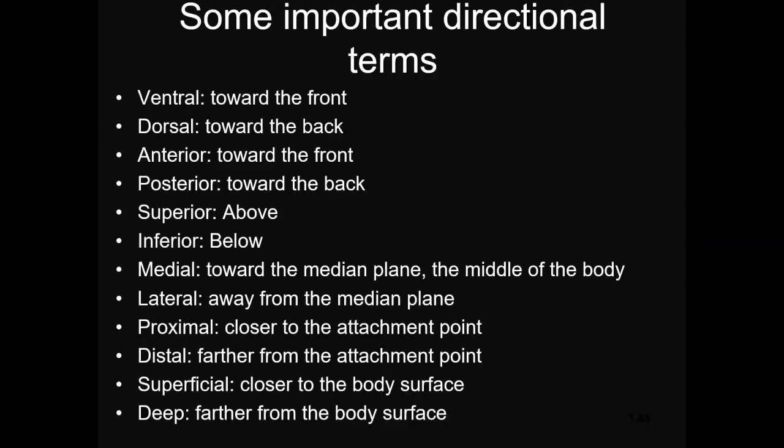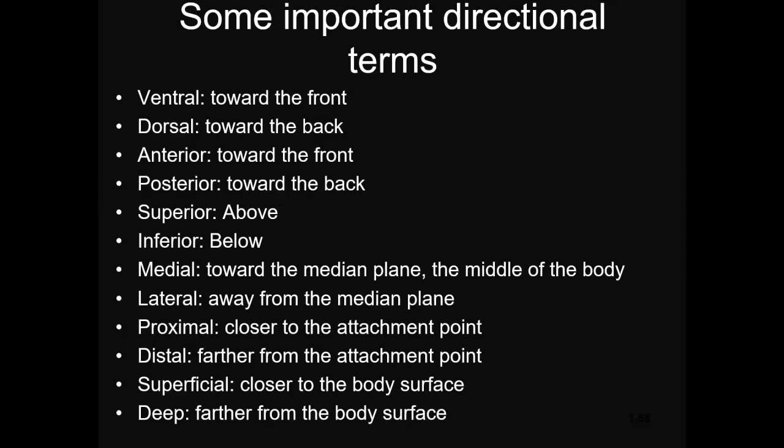So here are some important directional terms. Ventral and dorsal are front and back. Anterior and posterior are also front and back. Superior and inferior are above and below. Medial means toward the median, or toward the middle of the body. Lateral means away from the middle of the body. Proximal means closer to the point of attachment, and distal is further away. For instance, the wrist is proximal to the fingers. The wrist is distal to the elbow.